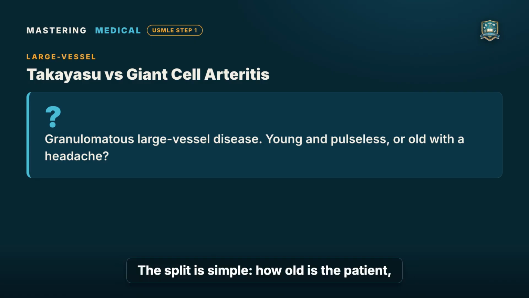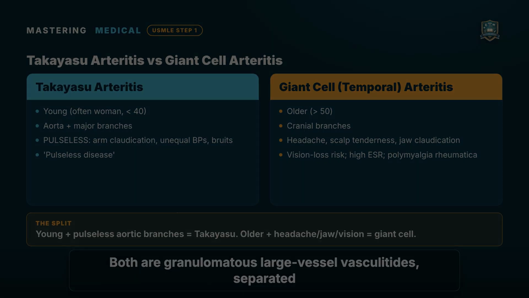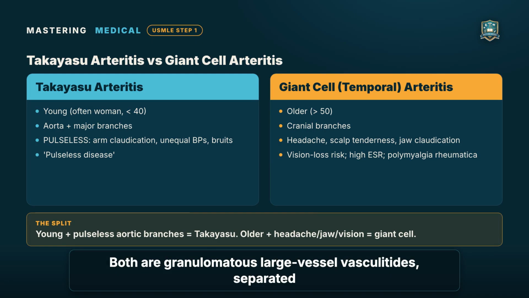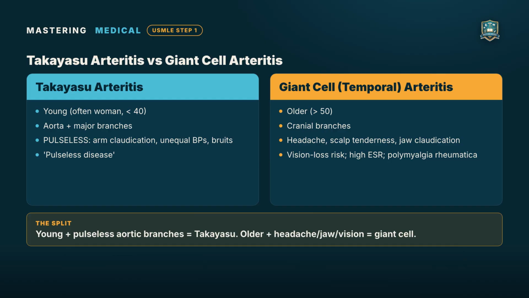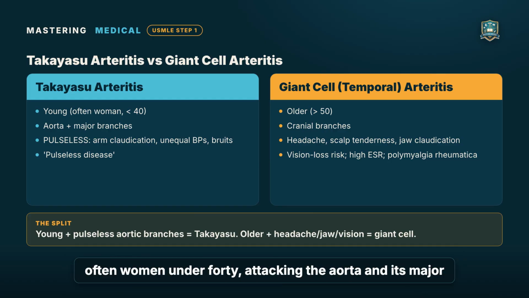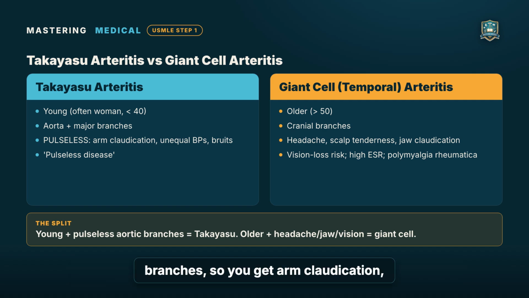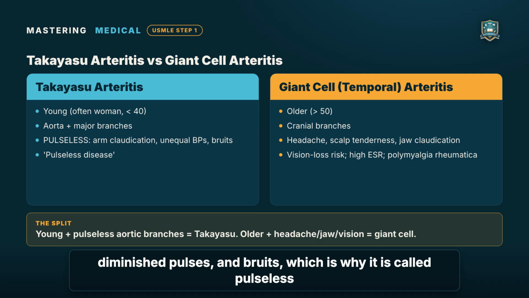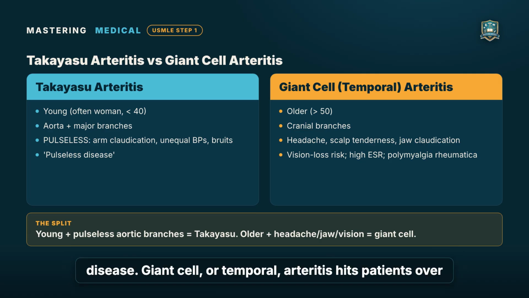The split is simple. How old is the patient and where is the disease? Both are granulomatous large vessel vasculitides, separated by age. Takayasu arteritis hits young patients, often women under 40, attacking the aorta and its major branches, so you get arm claudication, unequal blood pressures between the arms, diminished pulses, and bruits, which is why it is called pulseless disease.